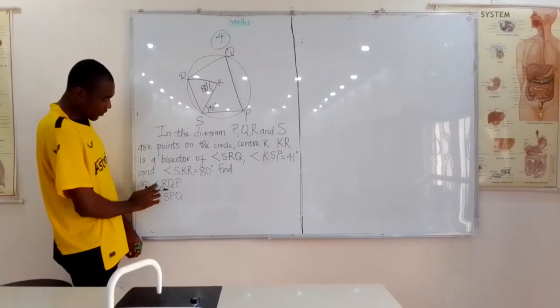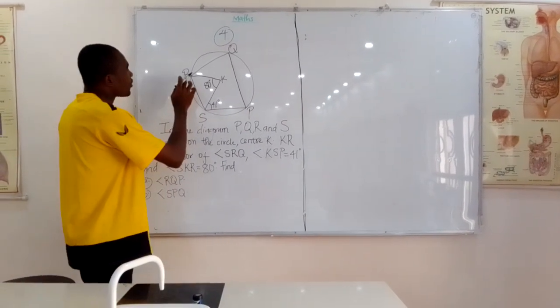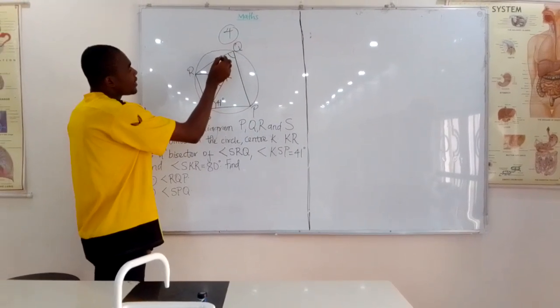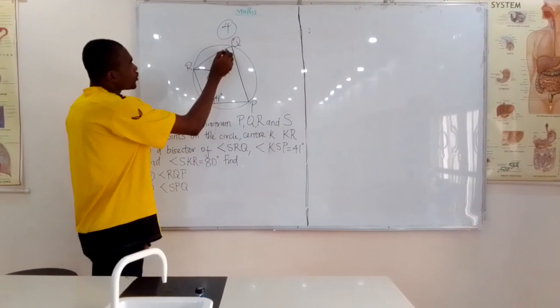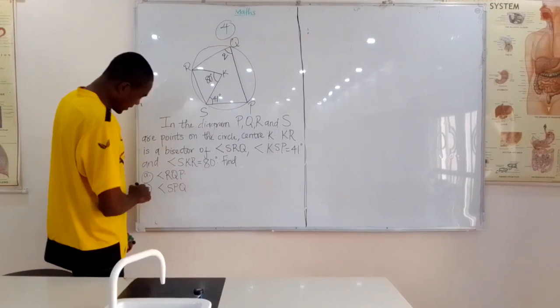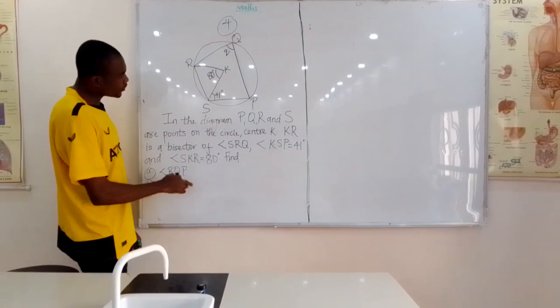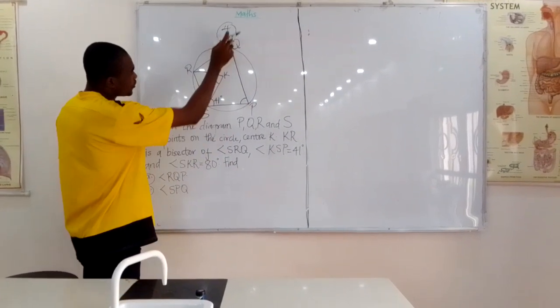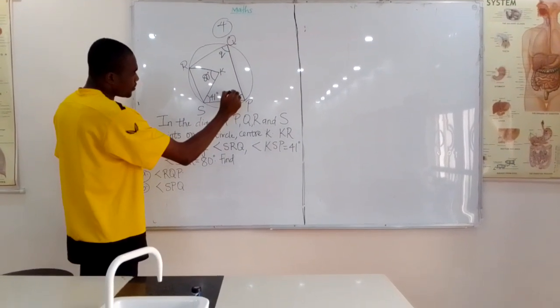Let's look at the first angle, RQP. Let's call it small q. And then the next is angle SPQ, which is this angle here. Let's call it small p.